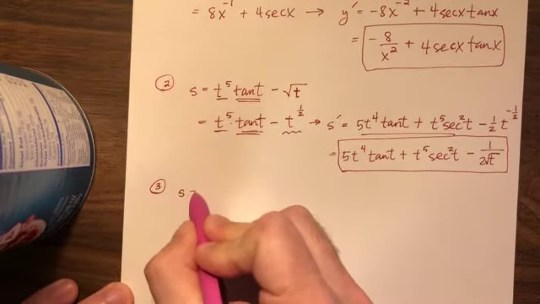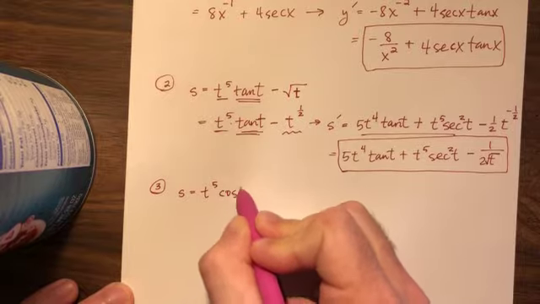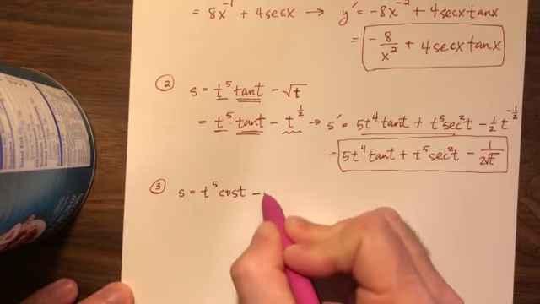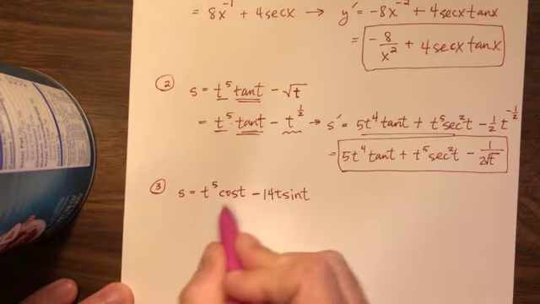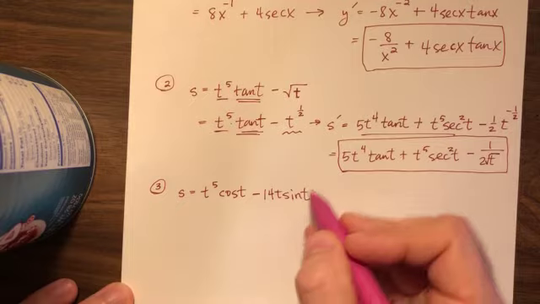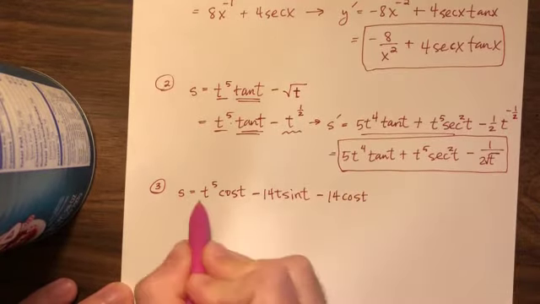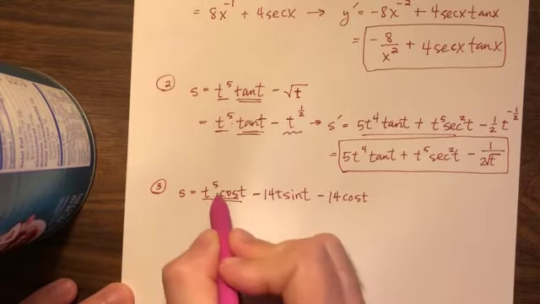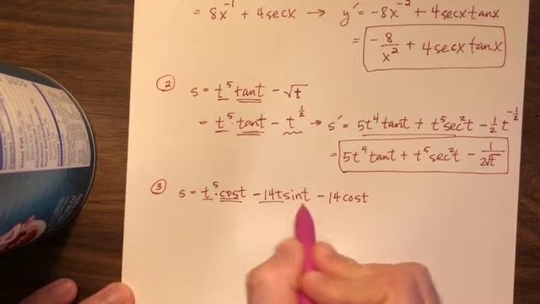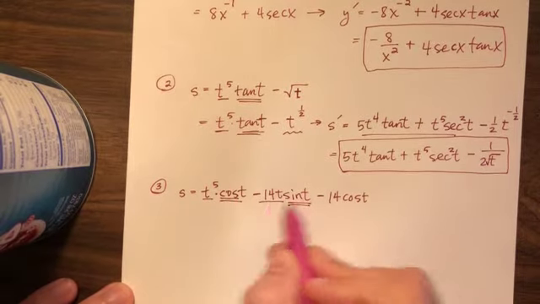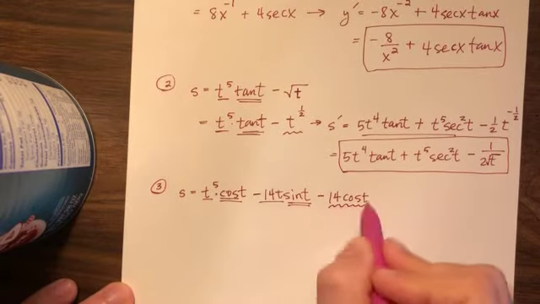So this one is a little bit more complicated because there are 3 terms, and 2 of them are product rule. So we got t to the 5th cosine of t minus 14t sine of t minus 14 cosine of t. So here we have a product rule because there's a t in front of the trig function as it times. Here we have product rule, same reason, there's a t in front of the trig function. But here we do not. No t in front, so there's no product rule here.